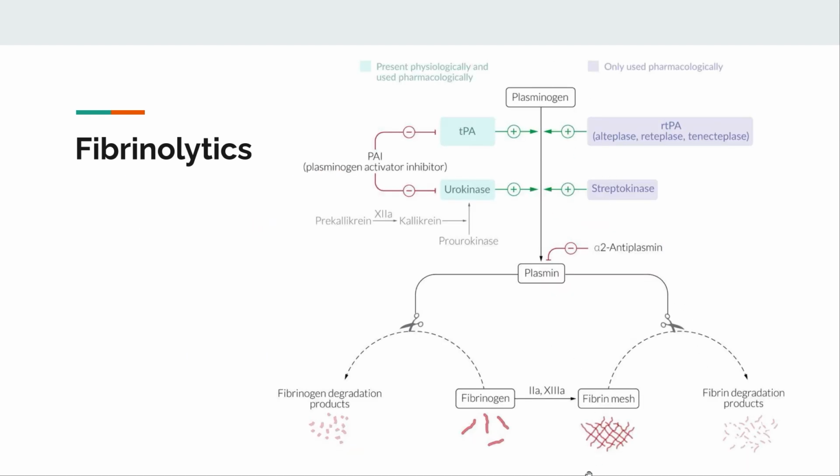So here's just a diagram showing that it promotes the tissue plasminogen activator to turn plasminogen into plasmin, which will then break down the fibrin mesh and destroy the clot.